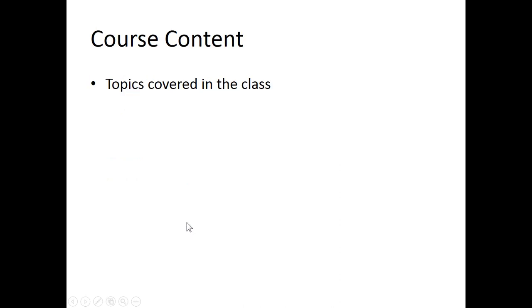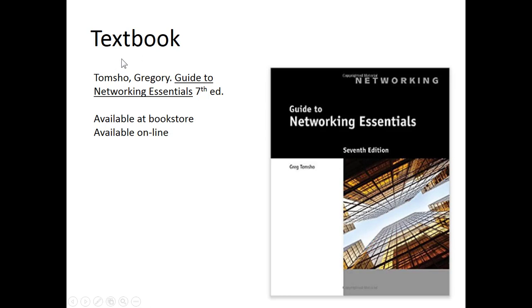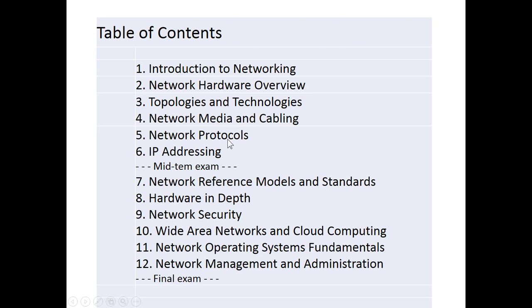Now let's look at the topics that we'll be covering in the class. If you turn to the table of contents in our textbook, which is available at the bookstore, though you can probably get it cheaper online, you will see we have 12 chapters. Chapter 1 is Introduction to Networking. Chapter 2 is Network Hardware Overview. Chapter 3, Topologies and Technologies.